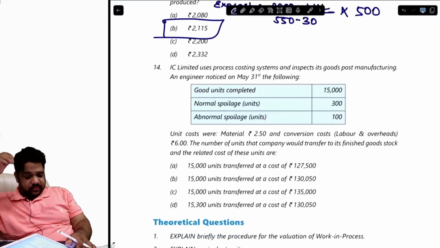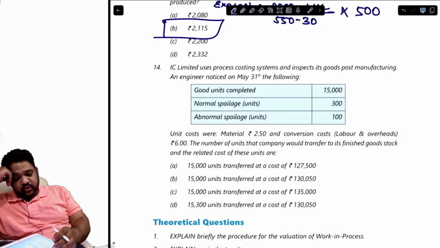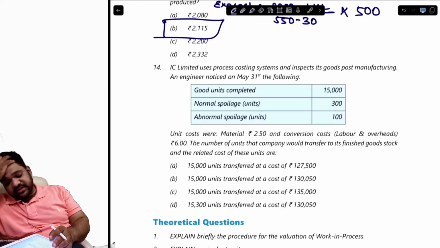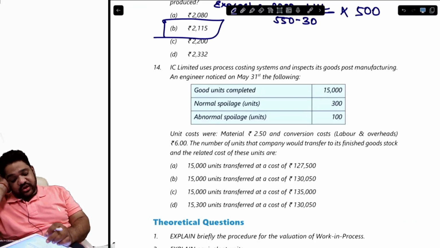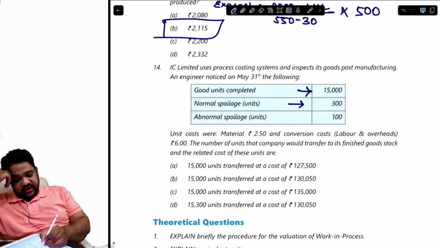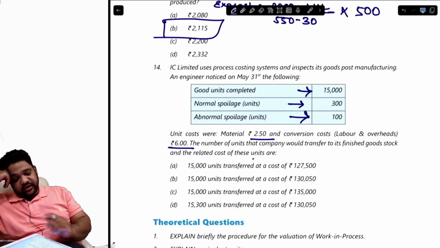And the last one. IC Limited usually uses a process costing system and inspects its goods post manufacturing. An engineer noticed on 31st of May the following. Goods completed is 15,000. So normal loss is 300, abnormal loss is 100. Unit costs were material 2.5, conversion cost was 6. Number of units that the company would transfer to its finished stock and the related cost of these.